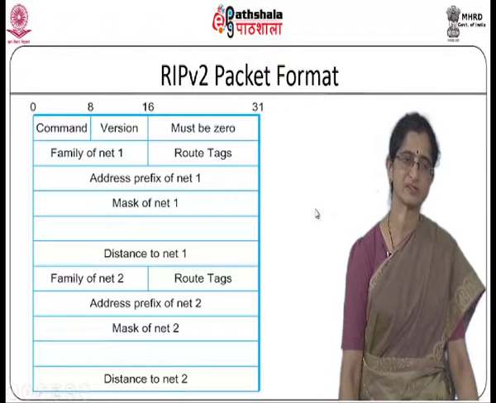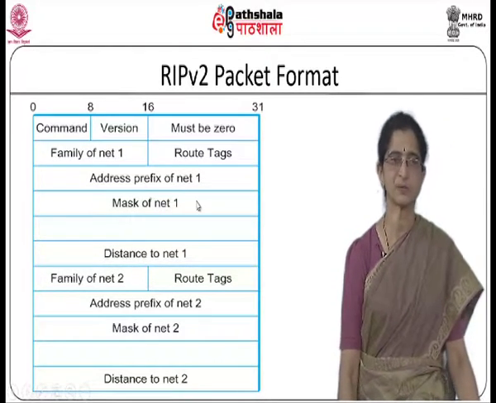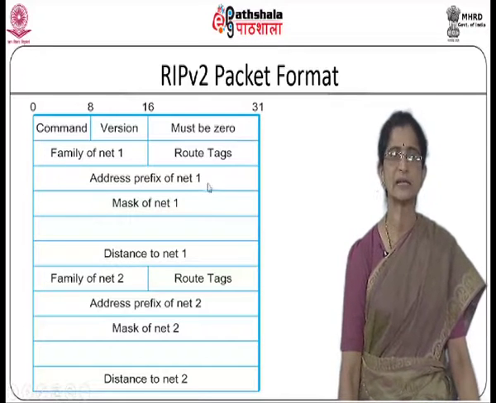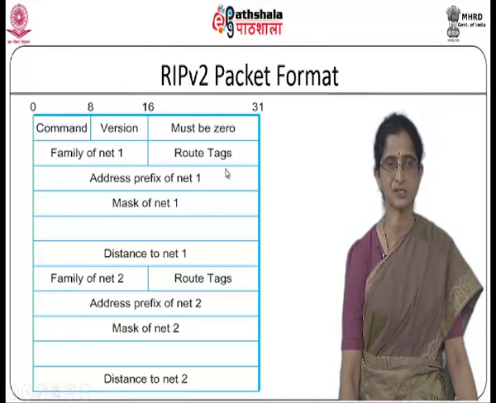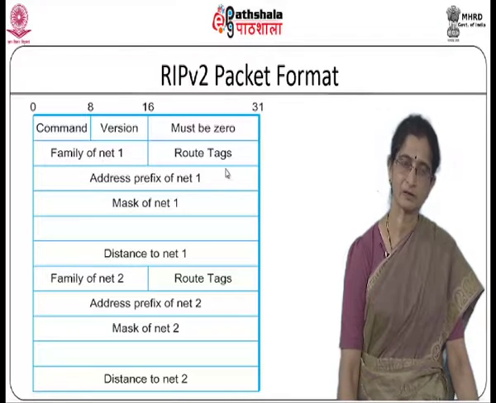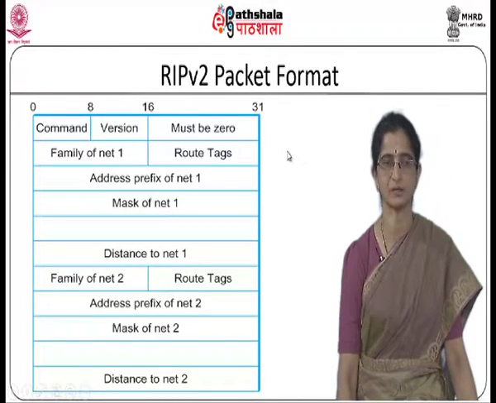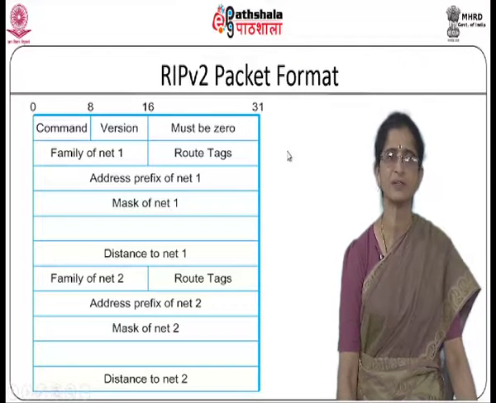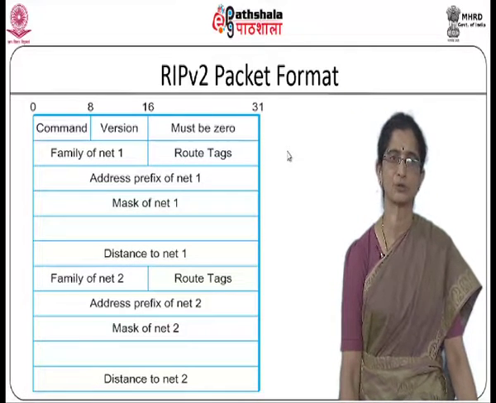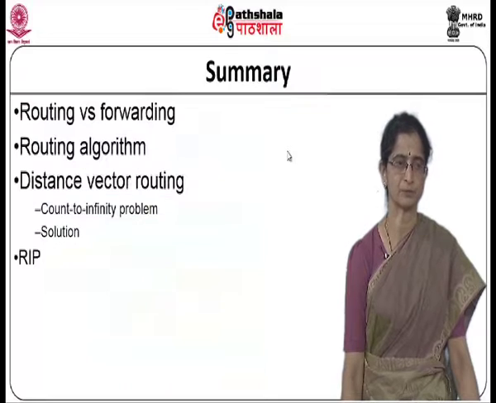And once they exchange this information, using the distance vector routing algorithm that we just saw, they construct the graph, they find out the shortest distance, and they identify the path to be taken, and they update the routing tables, and based on that they update the forwarding tables. So this is the crux of the distance vector routing protocol and the RIP protocol.